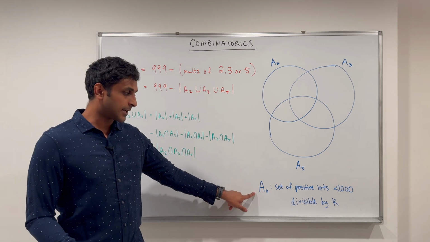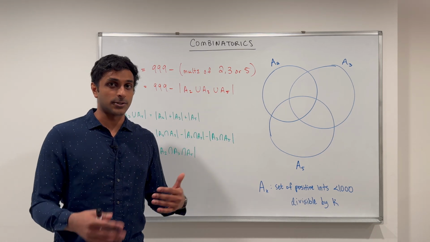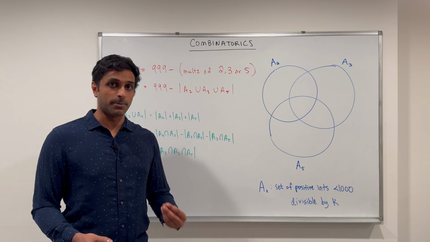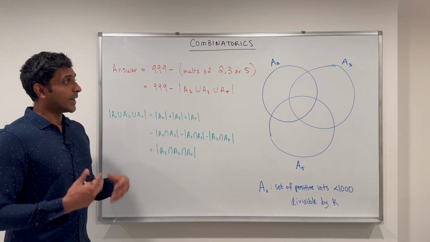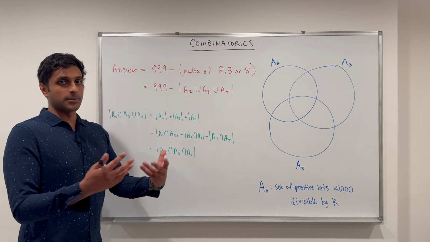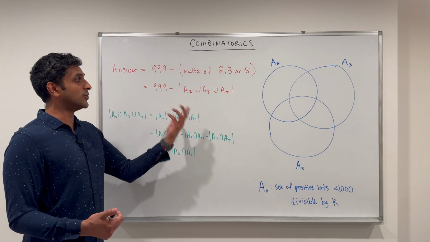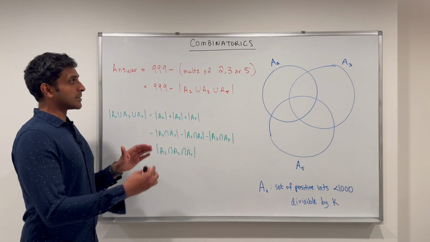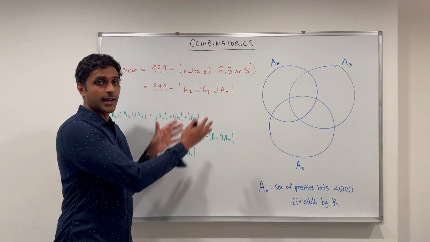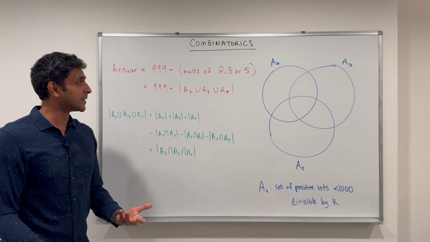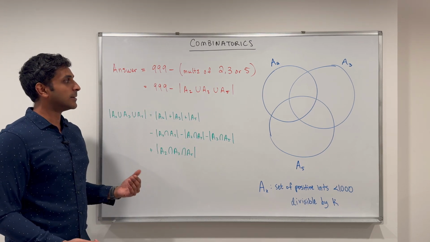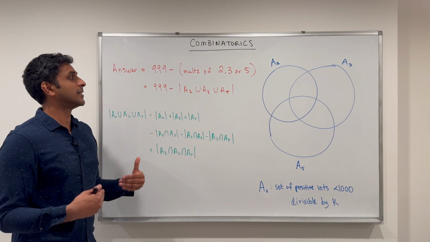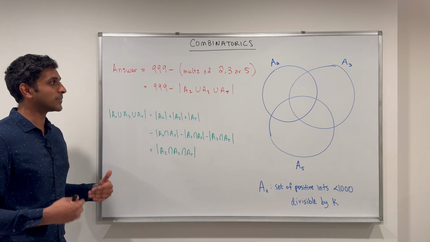Let A sub k be the set of positive integers less than 1,000 that are multiples of k. Then we could represent the set of multiples of 2, 3, or 5 as the union of A2, A3, and A5, and the number of such multiples is the size of that set. So the answer to the question is 999 minus the size of A2 union A3 union A5.